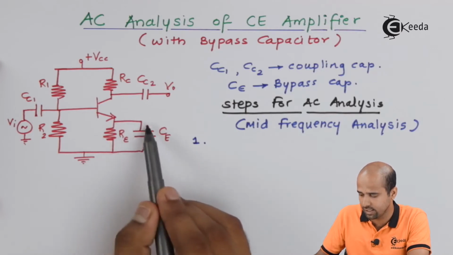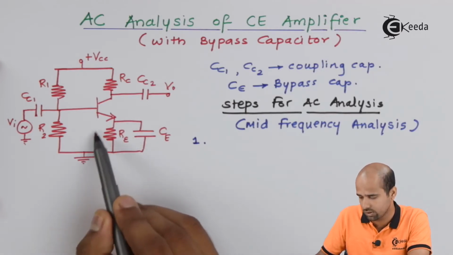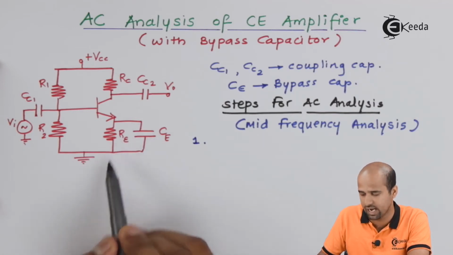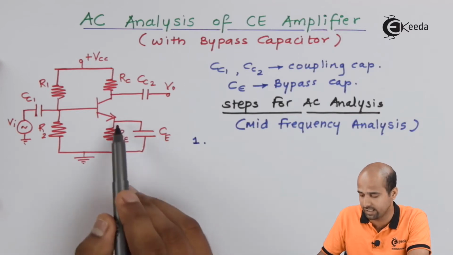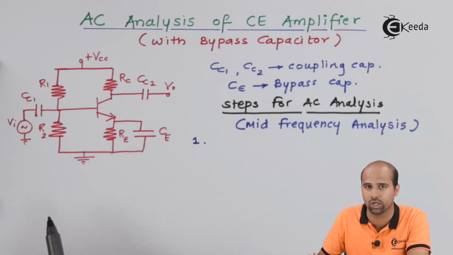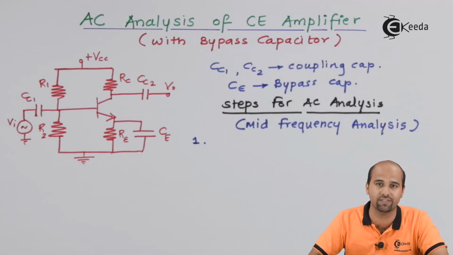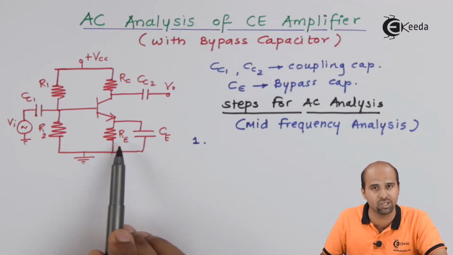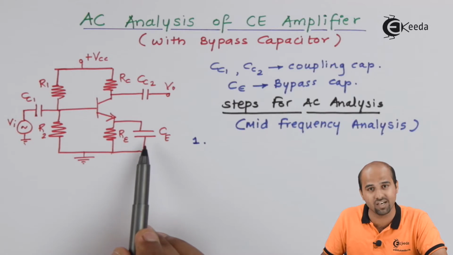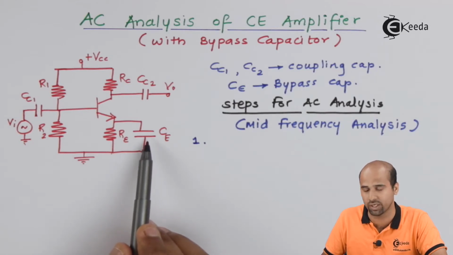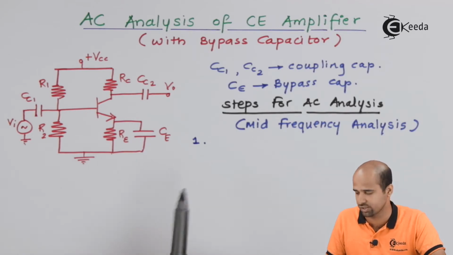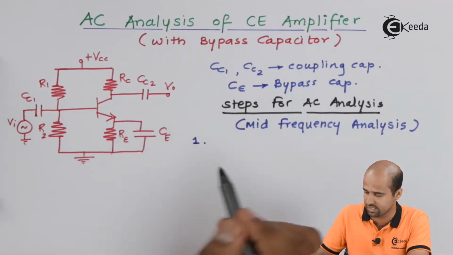CE is giving the redundancy for RE. So if CE is short circuited, then RE will become redundant and the emitter will be directly connected to ground. Here we get to know the difference between DC analysis and AC analysis. In the DC analysis we kept CE open, so RE was there in the picture. When we go for AC analysis, CE is shorted and RE is nowhere in the picture of AC analysis.